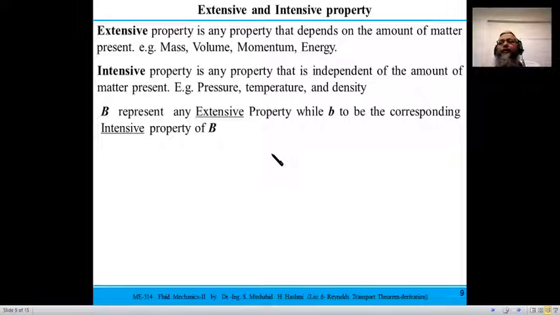In today's discussion, we will use capital letter B to represent the extensive quantities, and small b to represent the corresponding intensive properties of an arbitrary property B. So B could be any extensive property. B could be mass, volume, momentum, or any property which depends on the mass of the system.